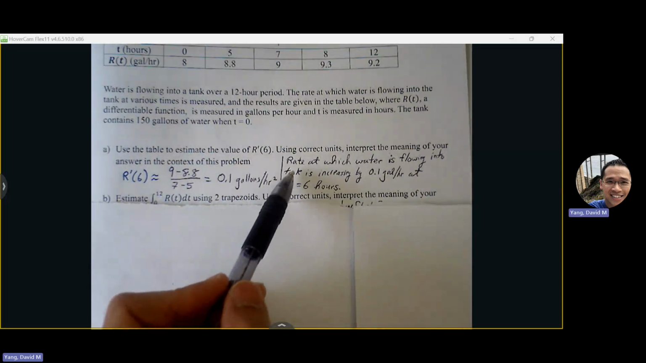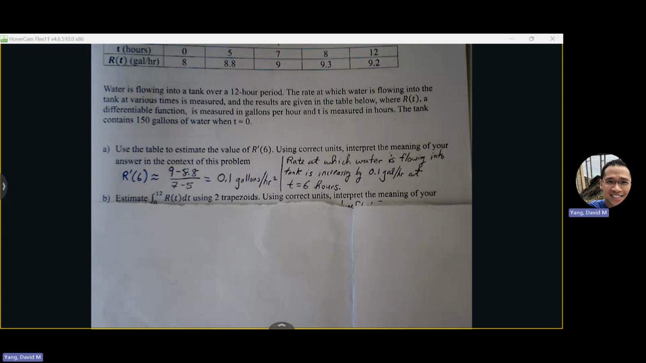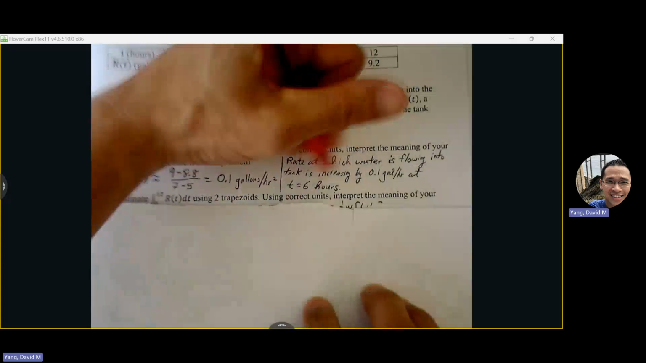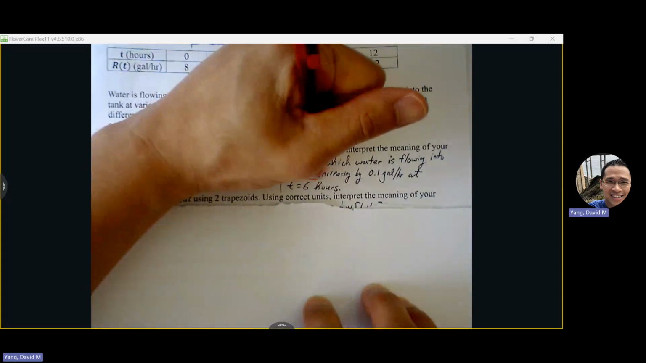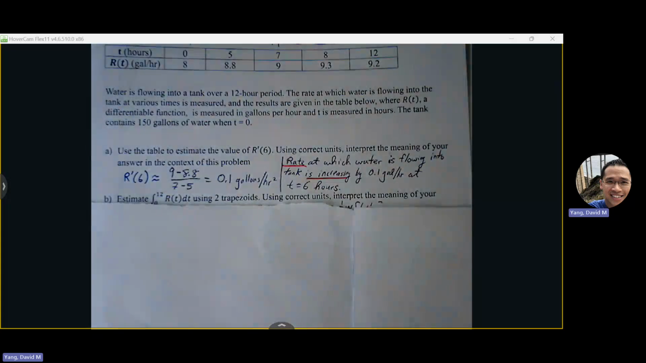But the key words here are understanding. We've got to include that idea that the rate is increasing because we're talking about something at the second derivative level.